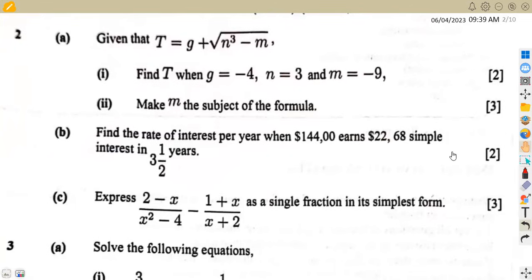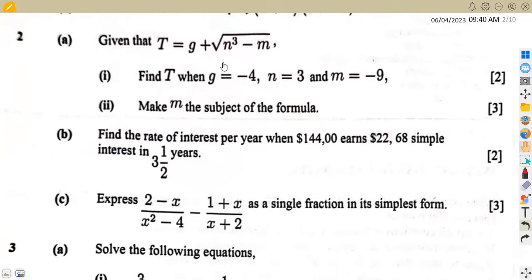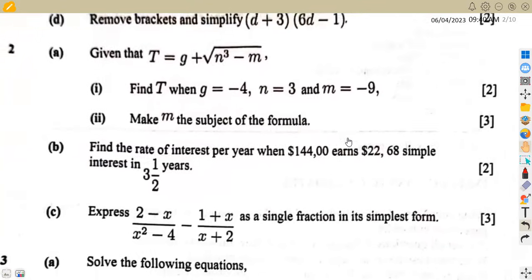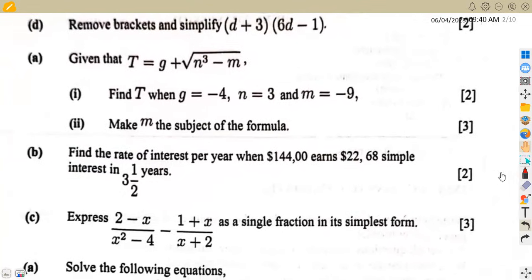All right, number 2, we were given that t is equivalent to g plus the square root of n cubed minus m. Find t when g is -4, n is 3, and m is -9. This is a direct question of substitution, where we are simply substituting the values that we are given into the formula. That is how we answer this question. So t is equal to g, where our g is given as a -4.